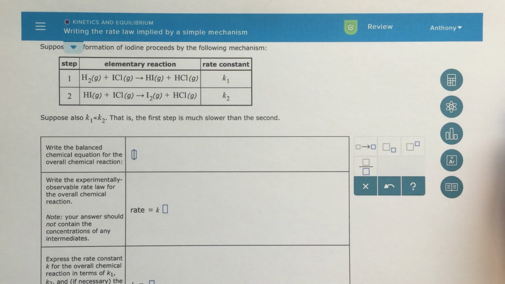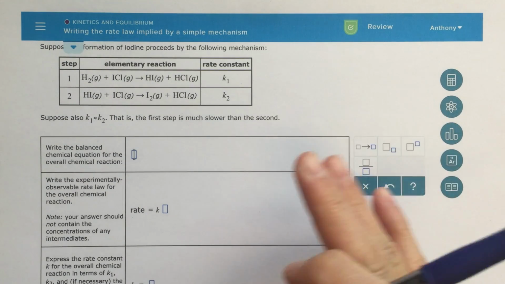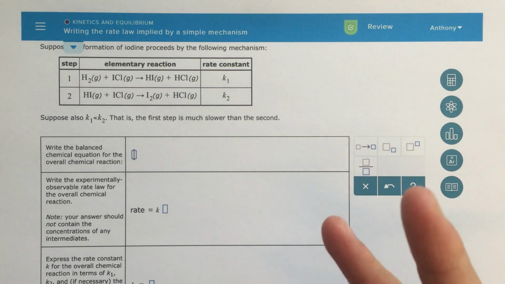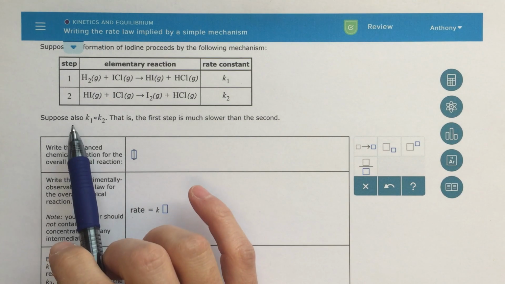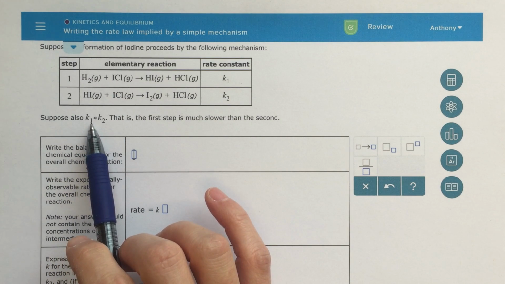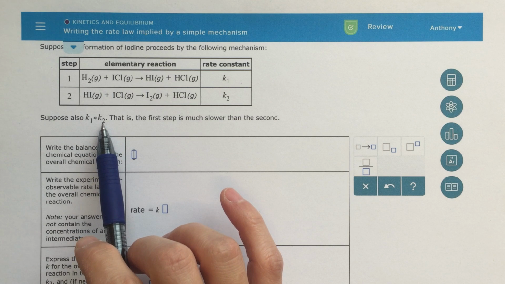All right, class, so this is an ALEKS topic that's called Writing the Rate Law Implied by a Simple Mechanism. And all of these problems in this topic should be essentially exactly the same as this one. The key for this topic, and what makes it a little bit simpler, is that it says, suppose also that K1 is much, much smaller than K2.